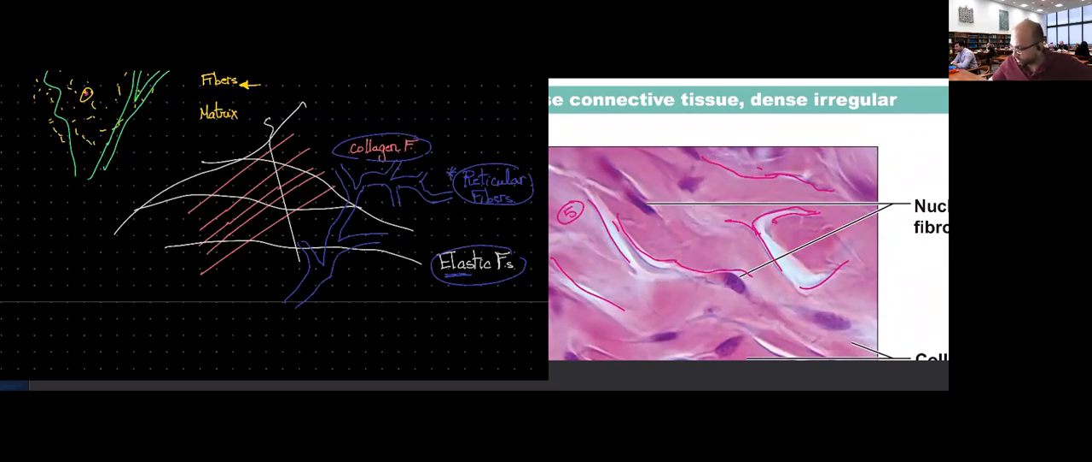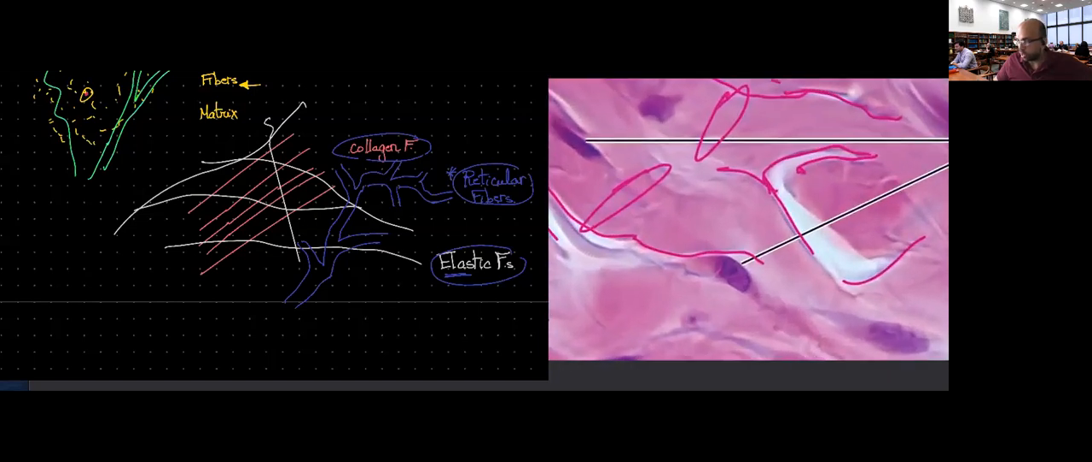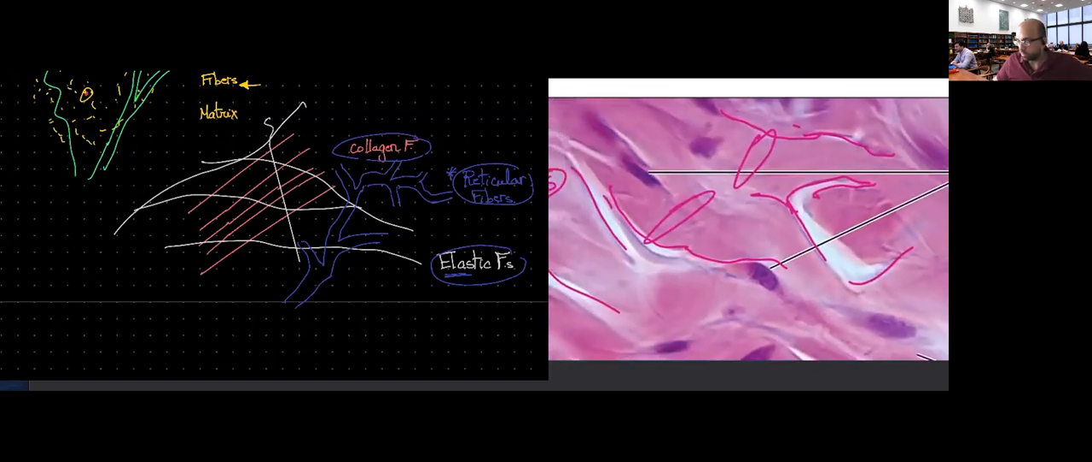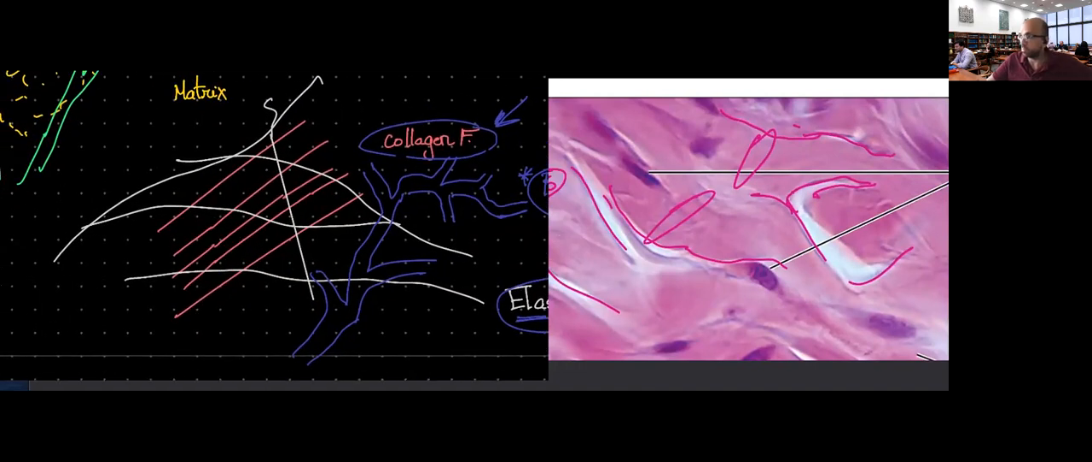So all this is a fiber, you see, the whole thickness. Elastic. Which one do I look like in here? Do I look like collagen? Compare it to this diagram. Do I look like collagen or a thin, darkly stained long fiber or a branching fiber?